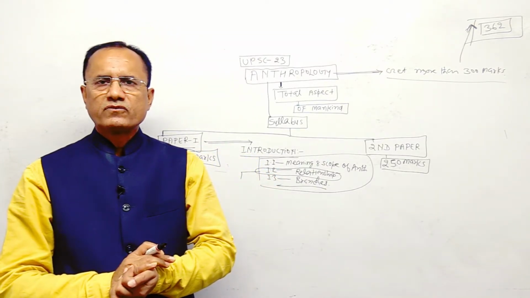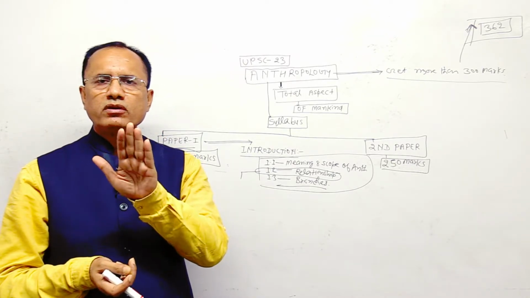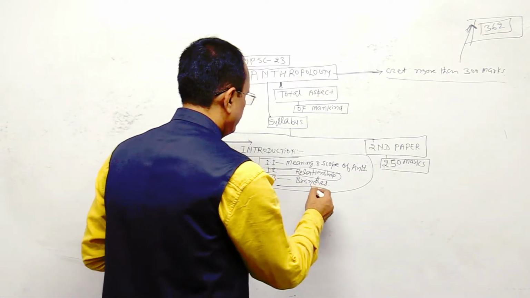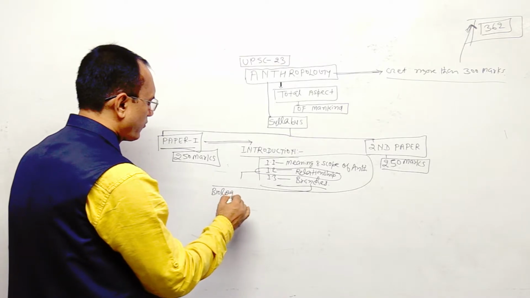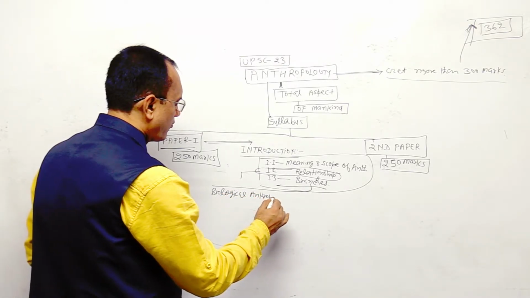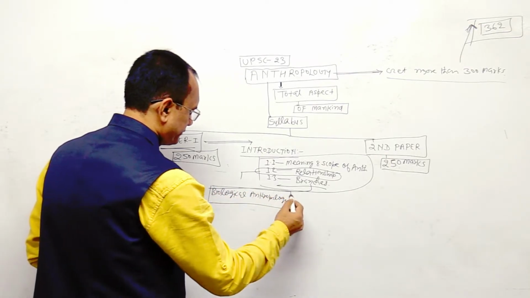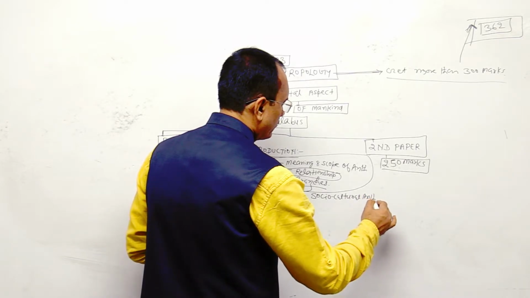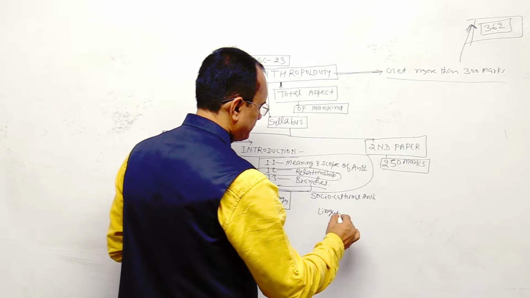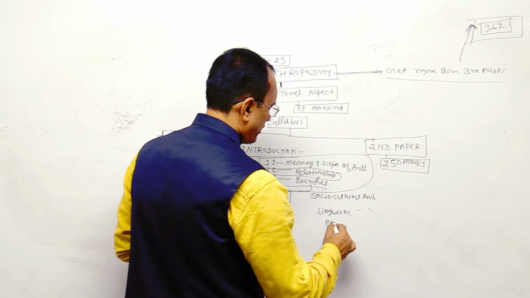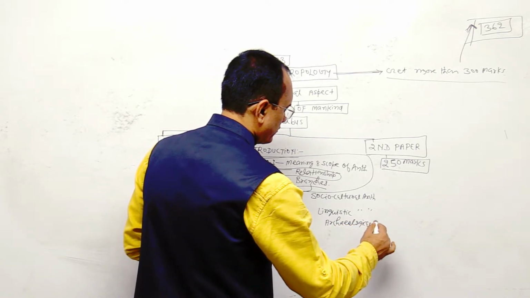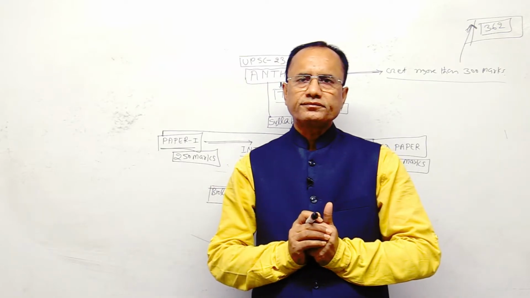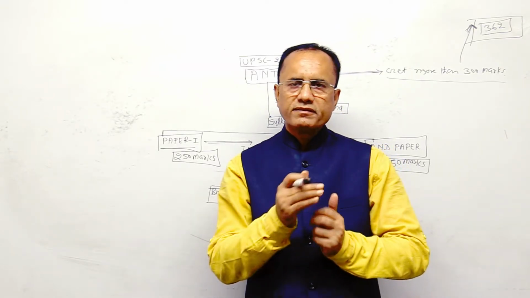Third, branches. In branches, we have four basic, fundamental branches, which are mentioned in our syllabus. That is biological anthropology, socio-cultural anthropology, linguistic anthropology, and archaeological anthropology. These are the four branches mentioned in our first paper syllabus.